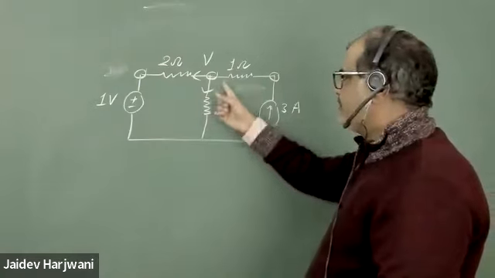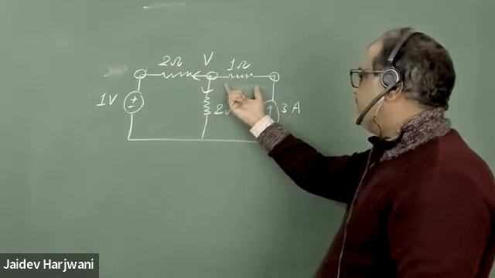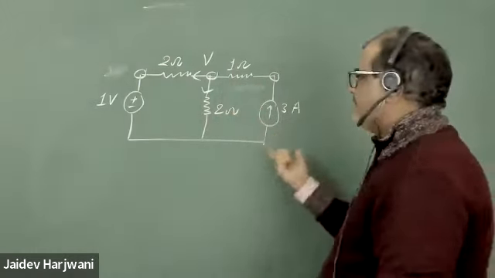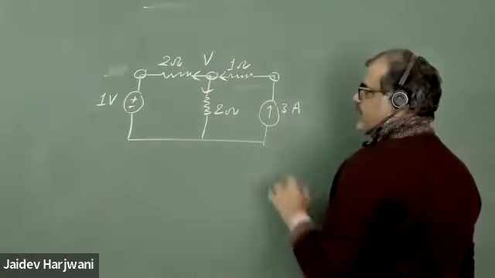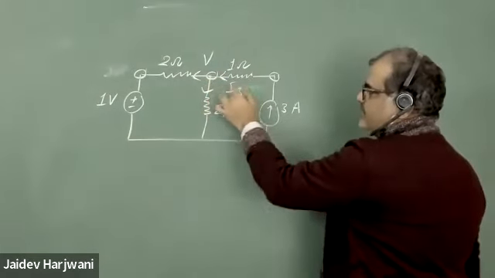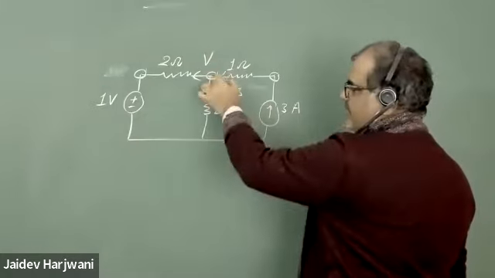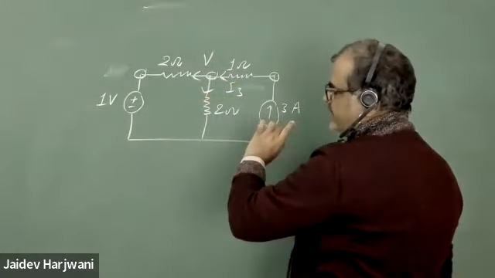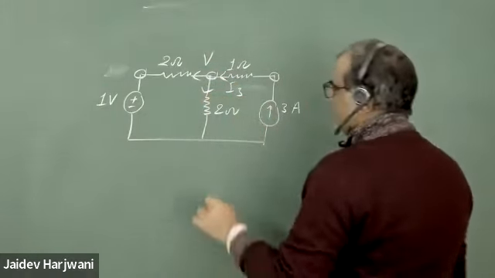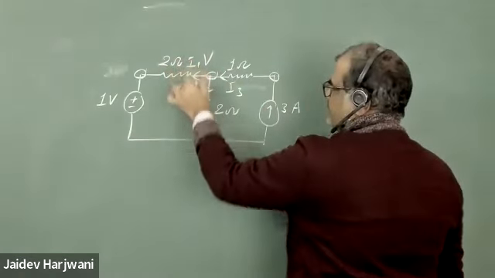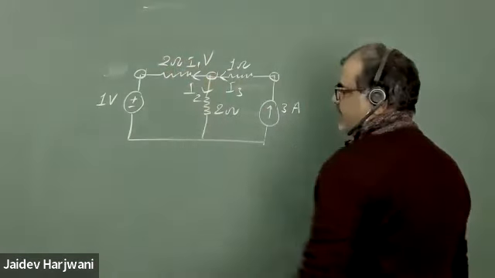If you assume this direction, your I3 will be -3 ampere. But because it's already given, I say this is my I3, equal to 3 ampere. If you assume outgoing, then I3 is minus 3 ampere. You are free to do that also. So this is my I1, this is my I2, and this is my I3.